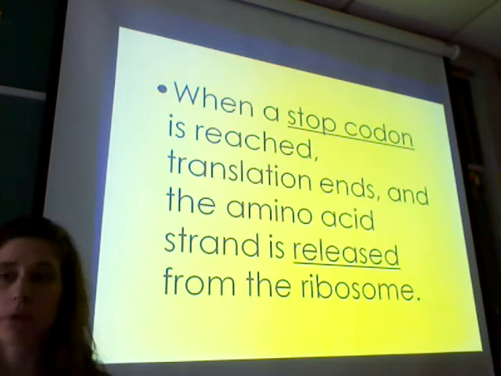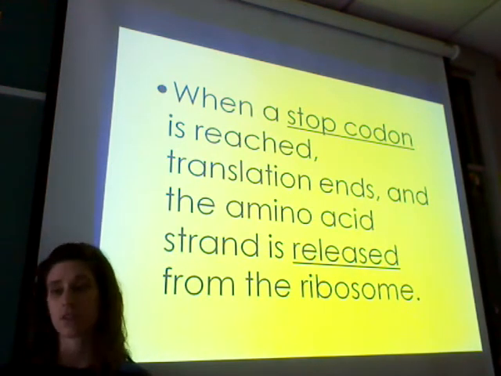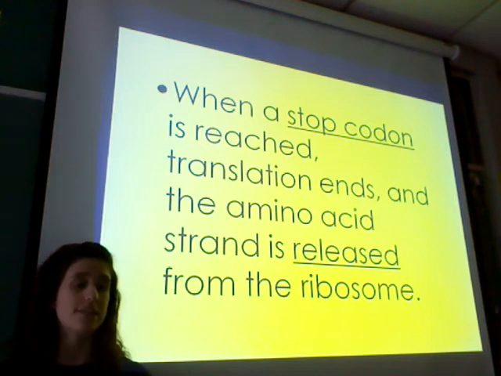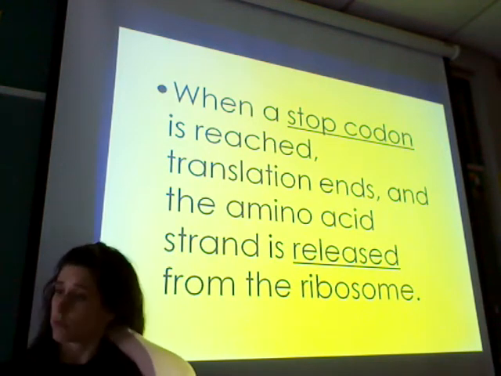So when a stop codon is reached, the whole process of translation ends, and the whole chain of amino acids is released from the ribosome into the cytoplasm of the cell.